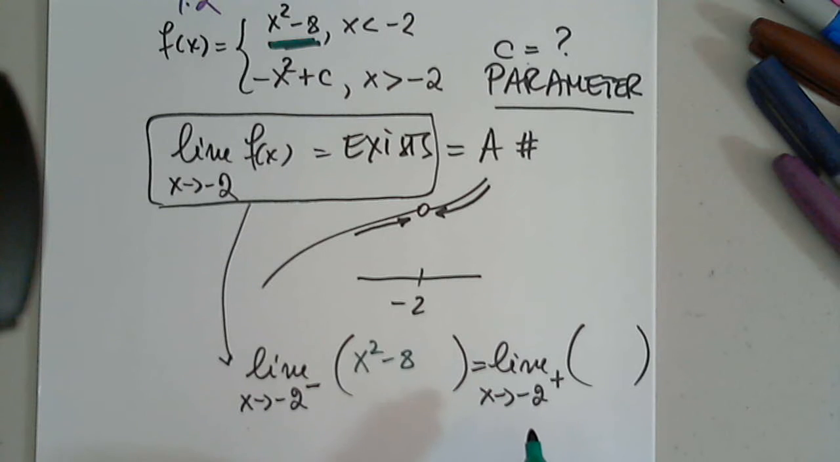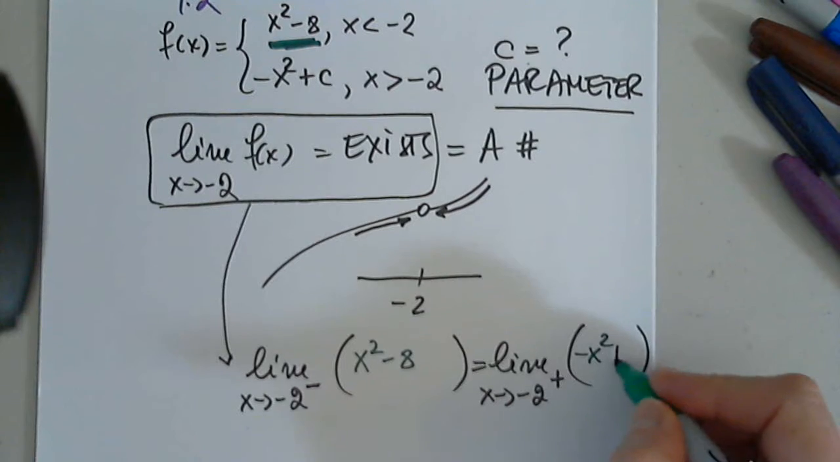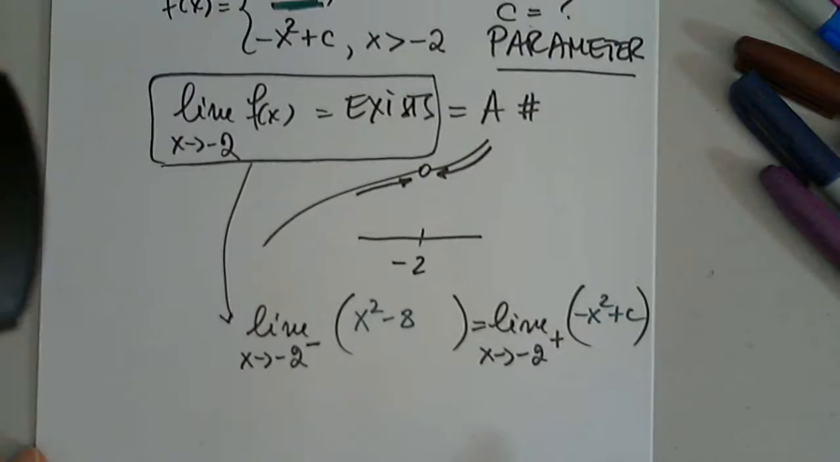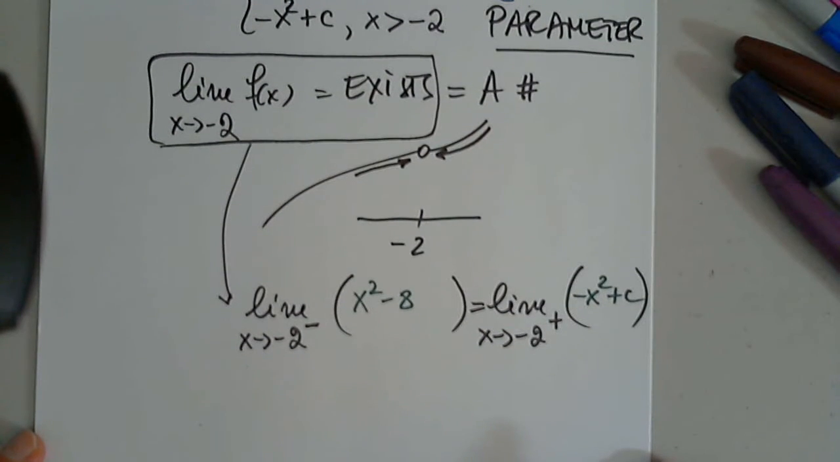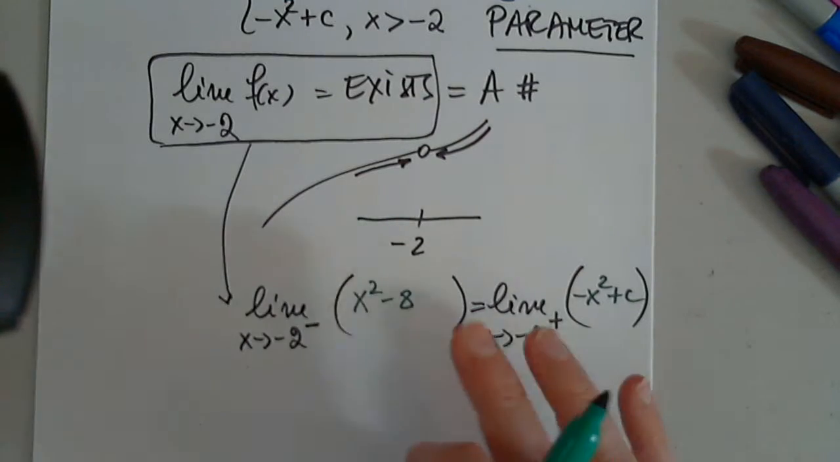So now from negative 2 from the right. Amin, will you tell us negative 2 from the right? Negative x squared plus c. Very good, of course. So both have to exist and be equal to each other. Okay. We haven't discussed this.